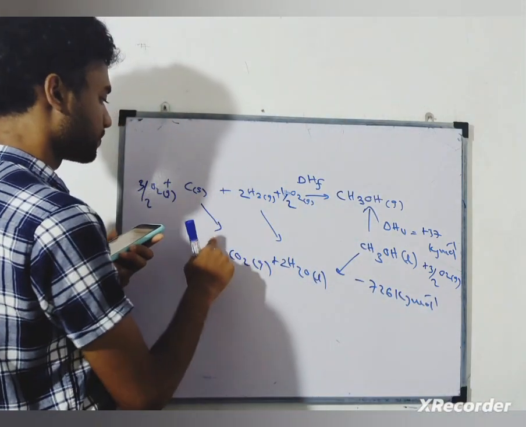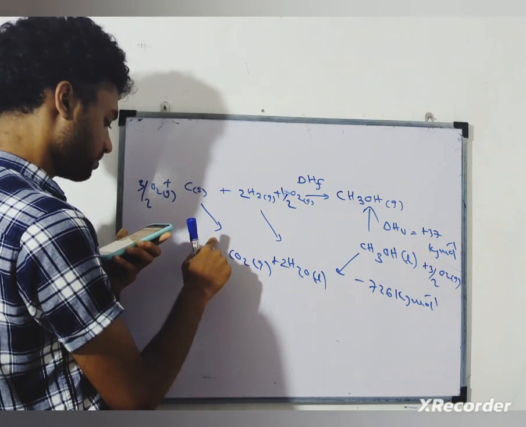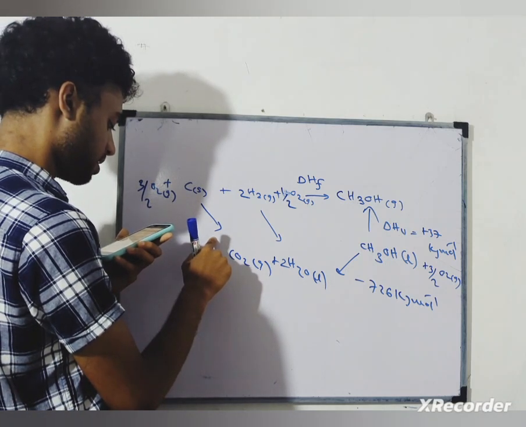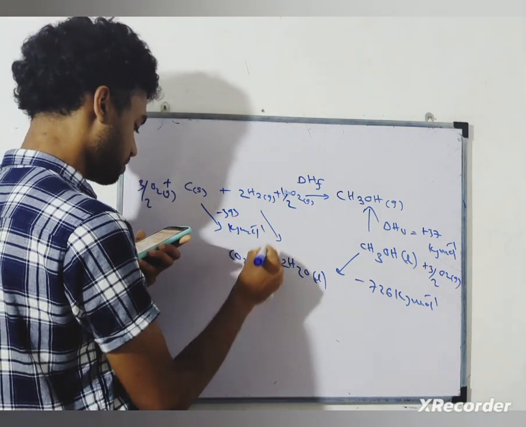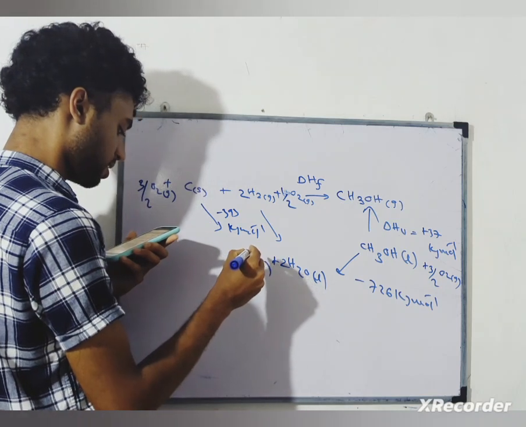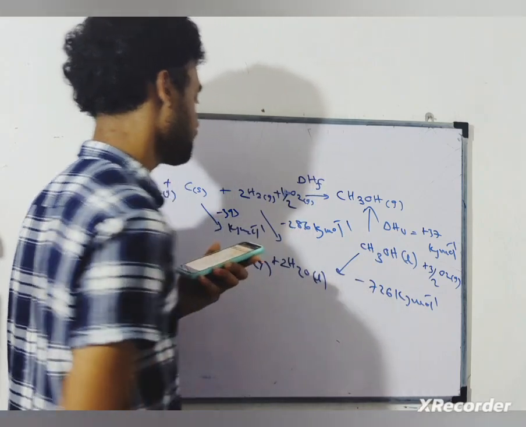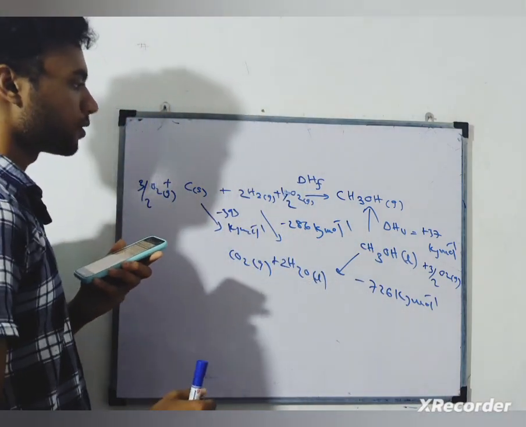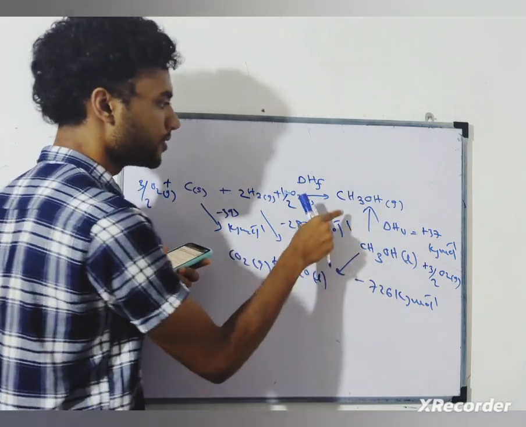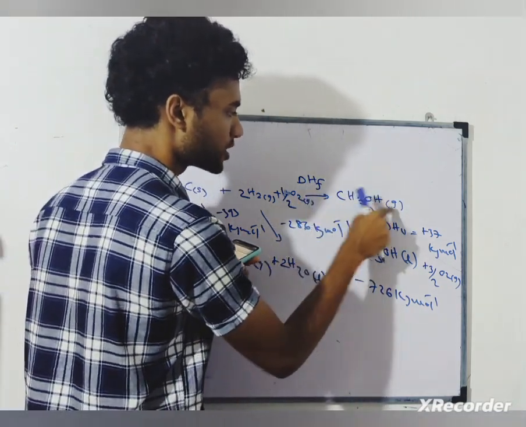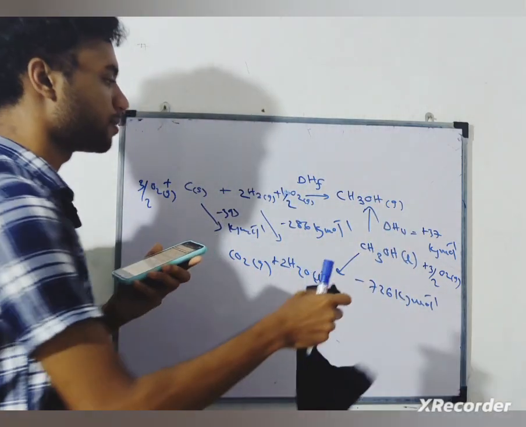And what's this value? Combustion of carbon is minus 393 kilojoules per mole. Combustion of hydrogen is given to be minus 286 kilojoules per mole, right? Okay, that's understood. Now you can use Hess's law. There's another easy method. Now we can have arrows like this. Here we can think of CH3OH gas becoming CH3OH liquid, the other way around. You'll understand why I'm doing this.